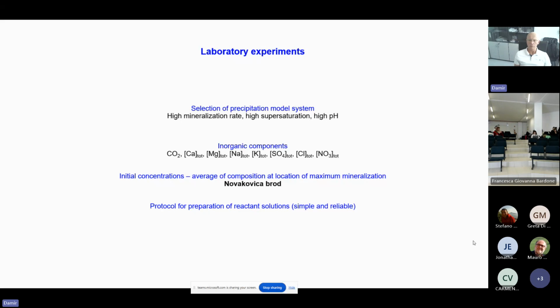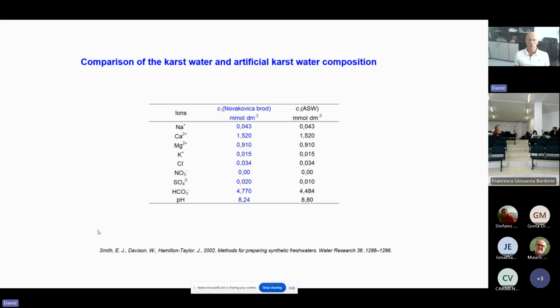What is also important for performing these experiments is to have a protocol for precipitation of such artificial karst water that should be simple and suitable for performing kinetic experiments. I talked about concentrations: we use sodium, calcium, magnesium, and so on. This is the concentration we measured at this location, and this is the artificial seawater which we apply in our experiments.